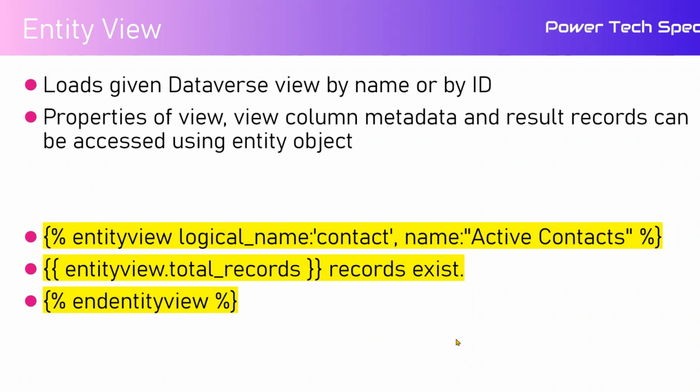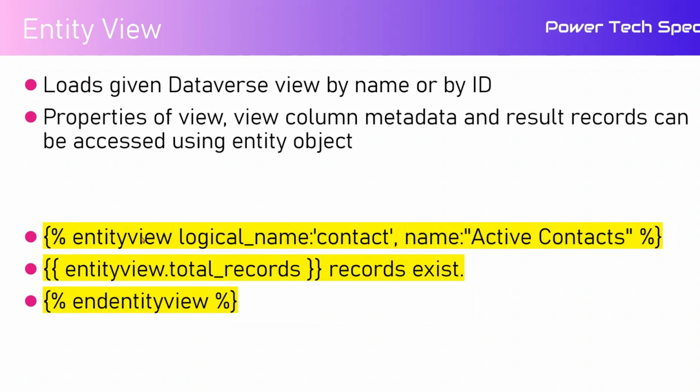Now, this is the syntax. In the curly braces with percent signs, you just specify entity view and then logical underscore name. So you need to specify the logical name of the table, and then you specify the name of that particular view. In my case it is active contacts, in your case it can be something else.